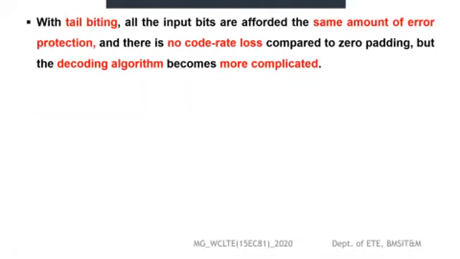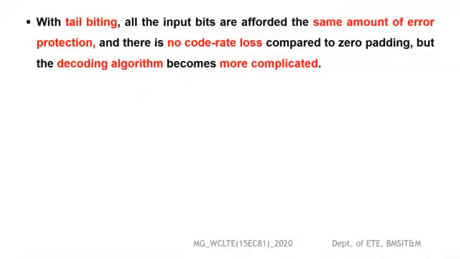So see the problem. I said that tail biting is one of the most efficient trellis termination methods, right? Because here all the bits are afforded the same amount of error protection, and there is no code rate loss compared with the zero padding technique. But here the decoding algorithm will be more complicated. So that is the challenge in case of tail biting. So this is all about channel coding.